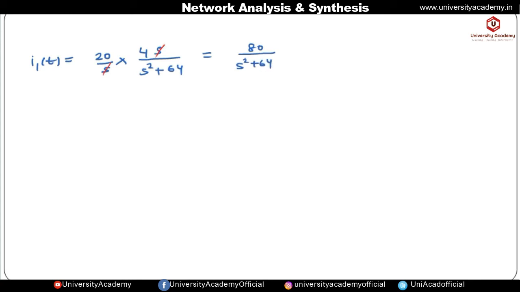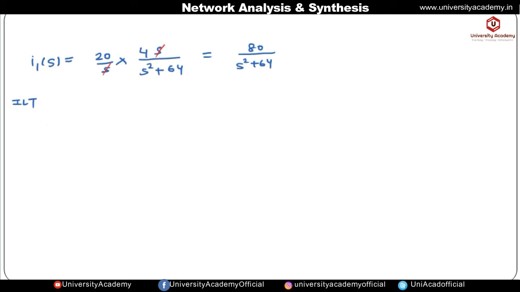Right now this is in s expression. This will be I1 of s. We have to find out I1 of t, so let me write this is I1 of s, because the right hand side is in the form of s. Next we have to find out I1 of t, so for that we have to take inverse Laplace transform. Then we will be getting the I1 of t value.